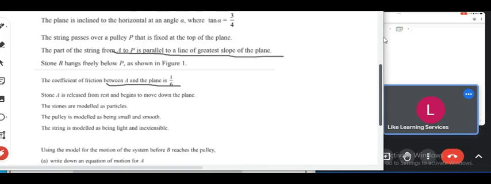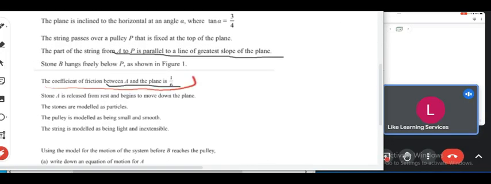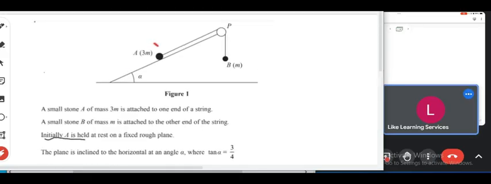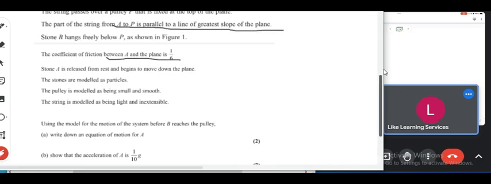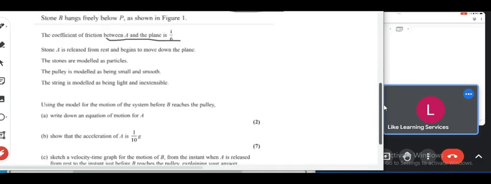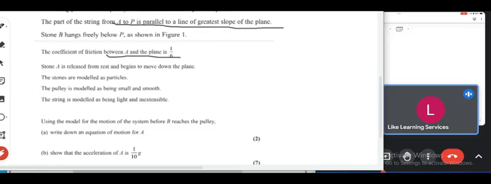Then we are told that the coefficient of friction between A and the plane is 1/6. Stone A is released from rest and begins to move down the plane. This statement is important. It should be underlined. That's why I'm actually reading through all, to know how it is moving. Can you hear me? Yes. See what I underlined? Stone A is released from rest and begins to move down the plane.